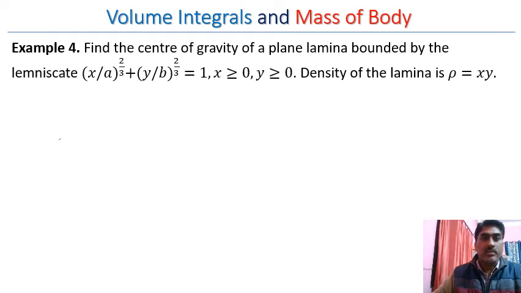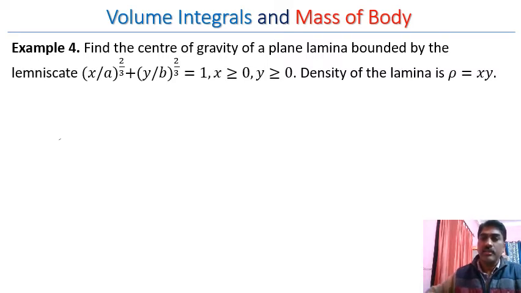Let us take the new question. Find the center of gravity of a plane lamina bounded by the lemniscate (x/a)^(2/3) + (y/b)^(2/3) = 1. x and y are non-negative. The density of the lamina is given by rho = xy.